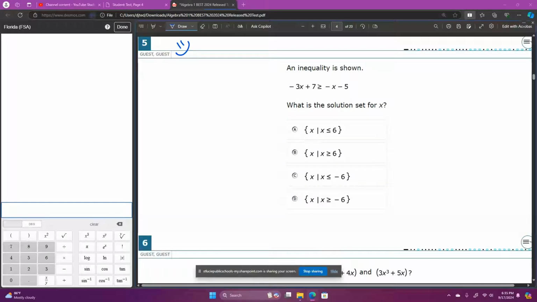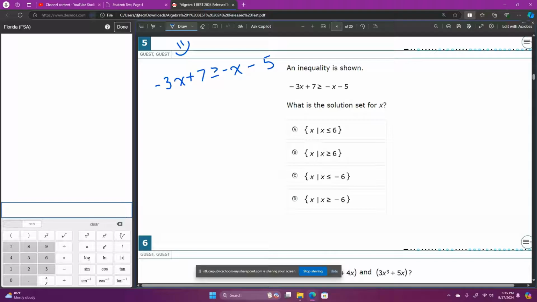All right, guys, we are moving forward with practice test question number 5. It says, an inequality is shown. What is the solution set for x? So when we look at this question, we have negative 3x plus 7 is greater than or equal to negative x minus 5.